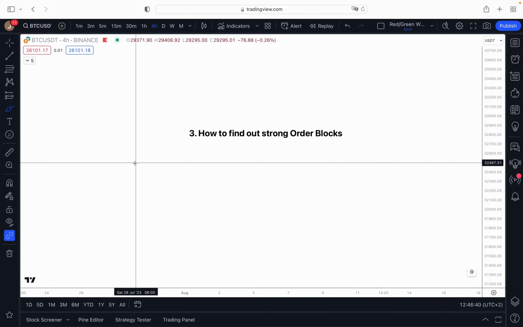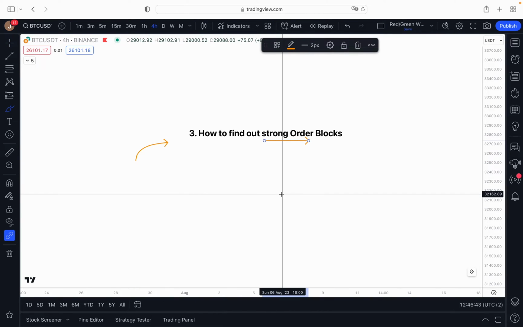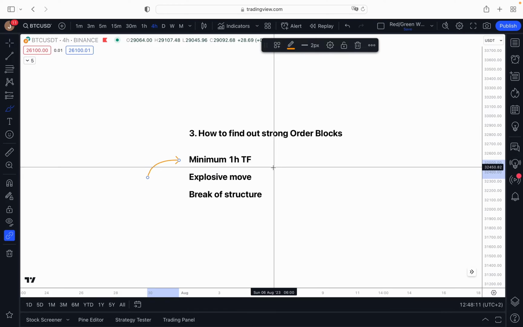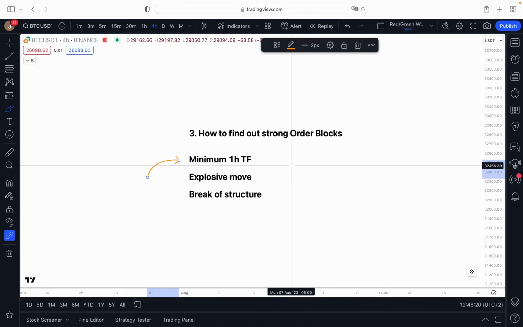Now I will show you how to find out strong order blocks. So the first thing that's really important is that we have minimum the hourly time frame, because the higher the time frame, the more likely it is that we find good order blocks. I often use hourly or 4-hourly order blocks because there's the high chance that you find good order blocks. If you use daily or weekly, sometimes you don't see the last candles before the explosive move.